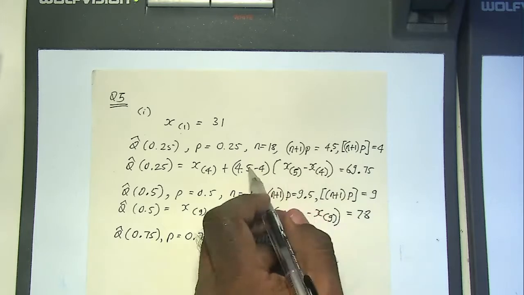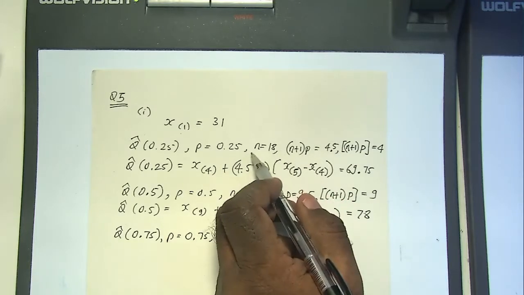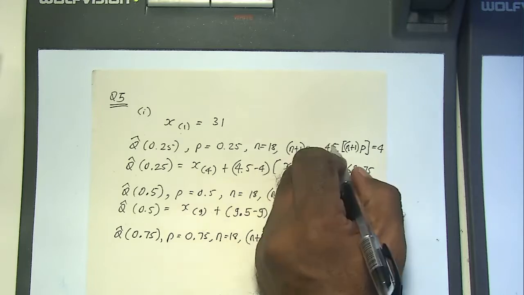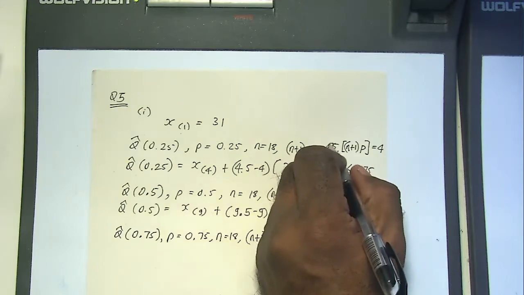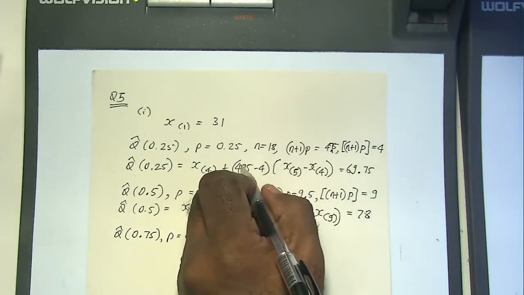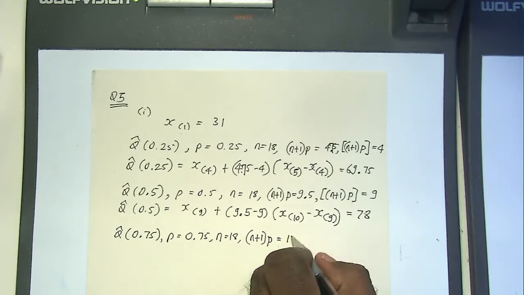19 divided by 4, well, this should be 4.75, right? So it should be 19 times 0.75. What is N plus 1 times P for this? Can somebody help me with the calculator? 14.25. 14.25, yeah, okay.